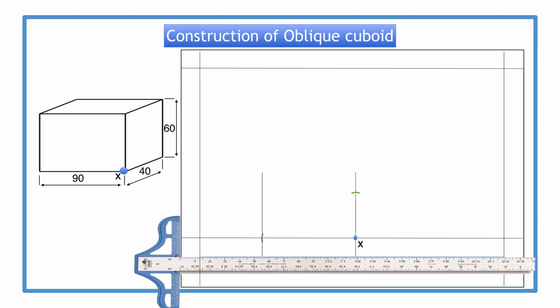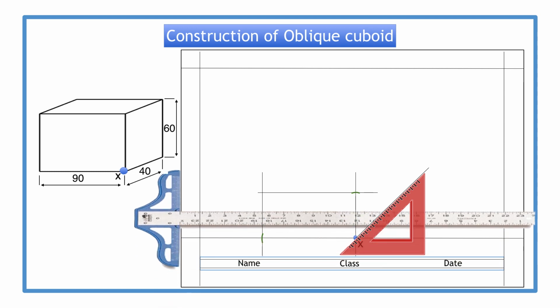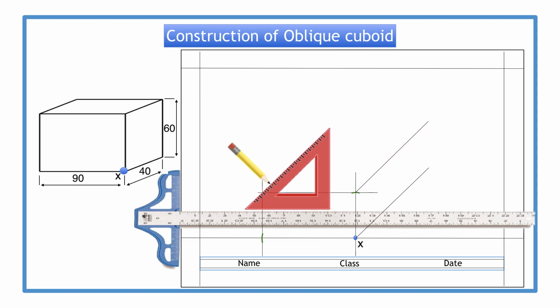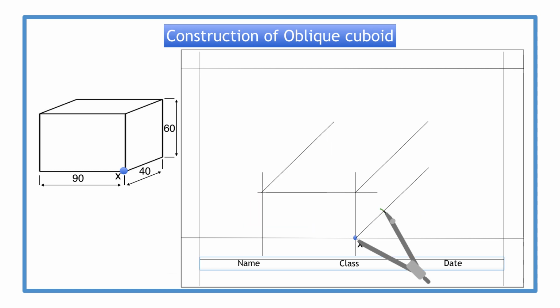We draw a vertical and horizontal construction line for the front face. We then use our 45-degree set square for the depth lines. And then set our compasses to the depth of 40 mm and mark it off.